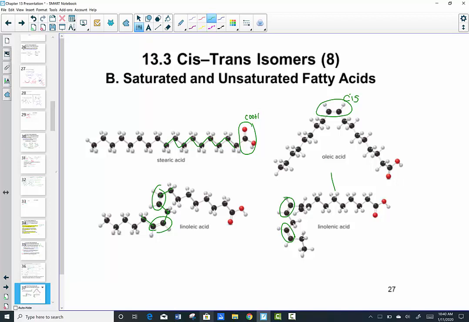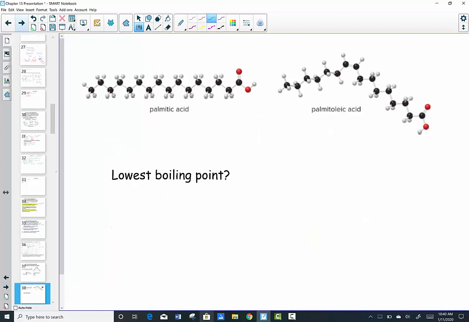Which would have the lowest boiling point, looking at the ball and stick model of palmitic acid versus palmitoleic acid? Well, right off the bat, do you notice how this is just a straight chain? Even though I say straight, you know it's zigzag, up, down, but you can clearly see that it's what we refer to as a saturated hydrocarbon. They're all single bonds. That long carbon chain means they're all single bonds.